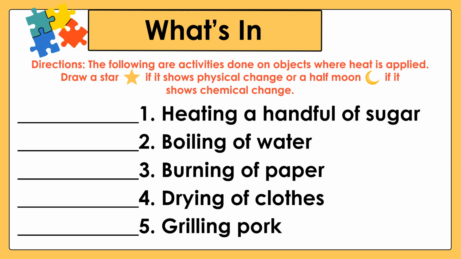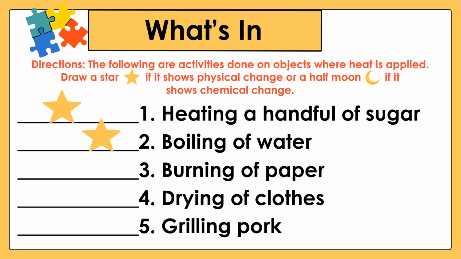Let's go with another activity. Directions. The following are activities done on objects where heat is applied. Draw a star if it shows physical change, or a half moon if it shows chemical change. Number 1. Heating a handful of sugar. The correct answer is star, physical change. Number 2. Boiling of water. The answer is star, physical change.